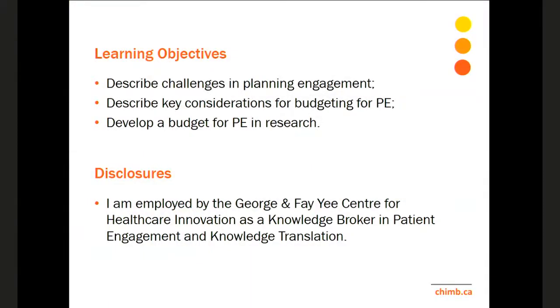So by the end of this talk, what I'm hoping you'll be able to take out of it is to be able to describe some of the major challenges we face when planning patient engagement, describe the key considerations when you're building a budget for patient engagement, and develop at least a draft budget for a patient engagement strategy for health research.